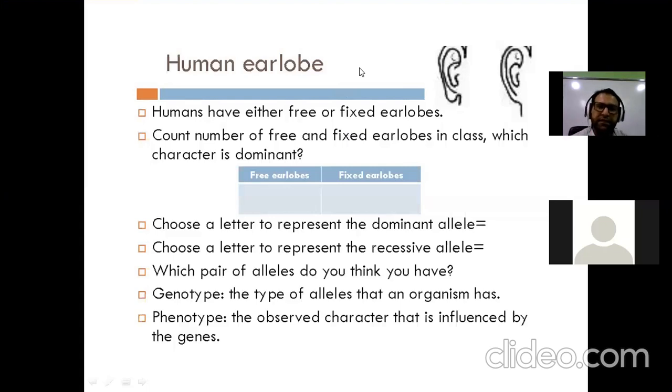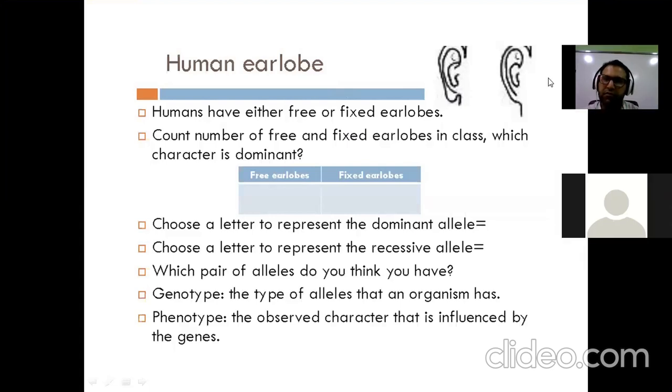That human earlobe, you can check here that two kinds of people you will see in the population. When you check this, you can see earlobe fixed and another one is free, right? So check here and do this. Humans have either free or fixed earlobes. Count the number of free and fixed earlobes in class, in which character is dominant. So do this now, check your own and send me a chat so that I can check how many we have free earlobe and how many we have fixed.